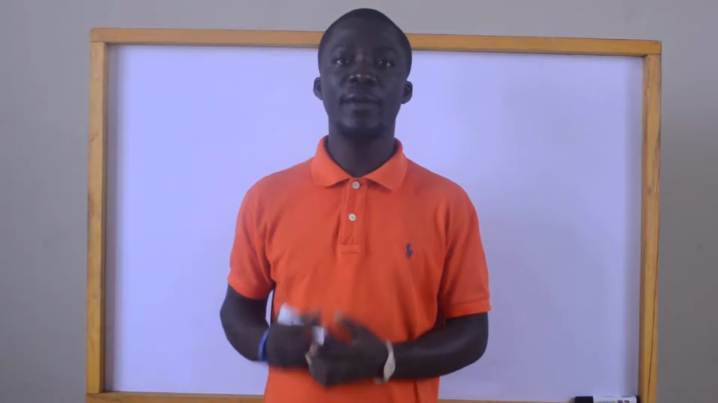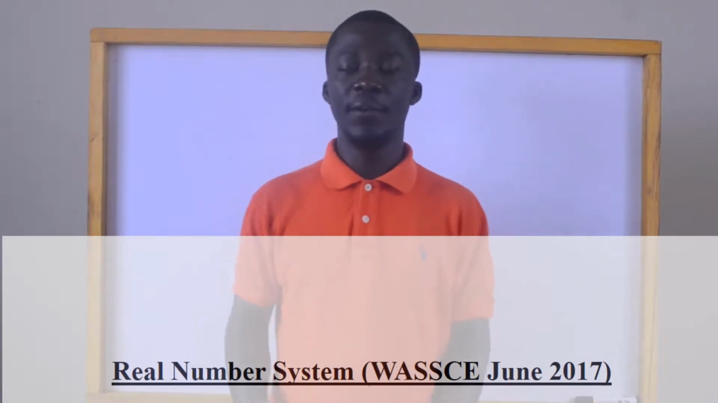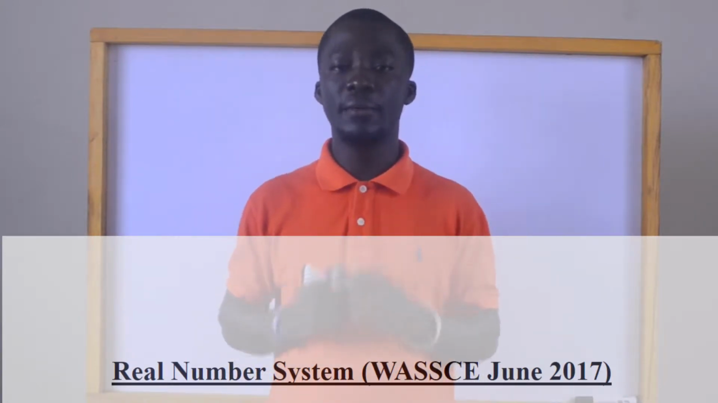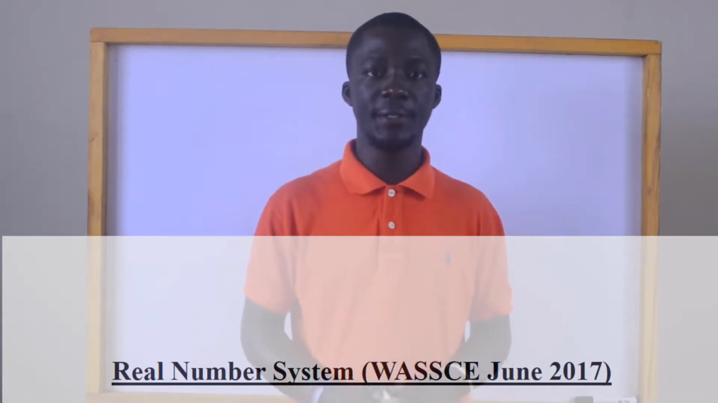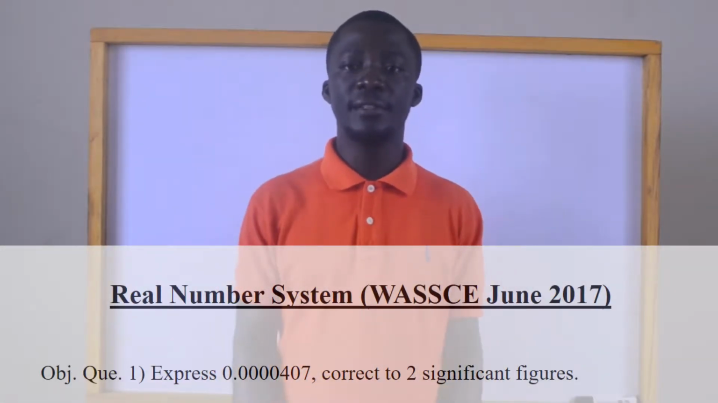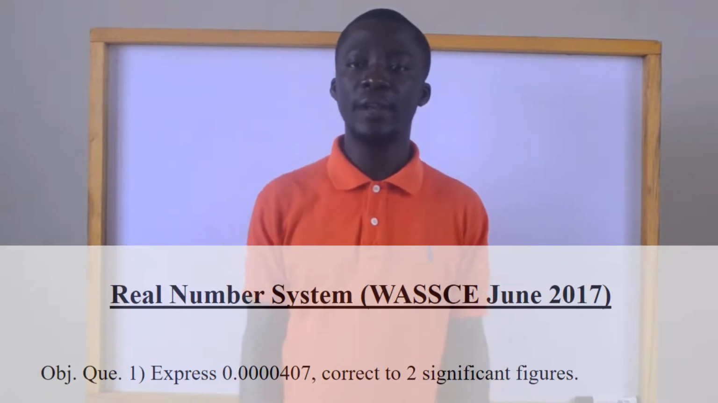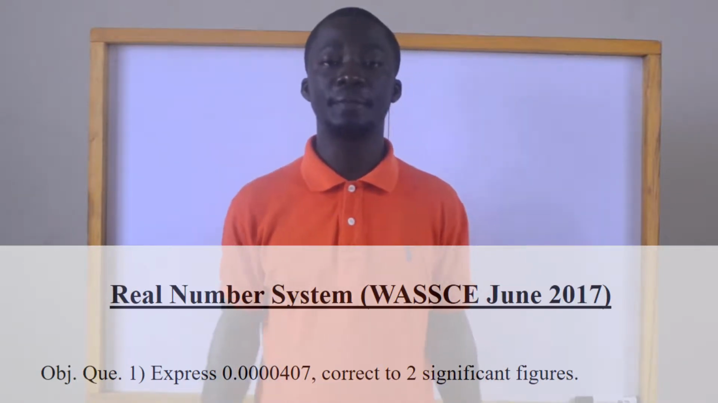In this tutorial we are going to solve the real number system questions that dropped in the WASSCE June 2017. We are going to solve both the objective and the theory questions. Objective question 1. Express 0.000407 correct to two significant figures.